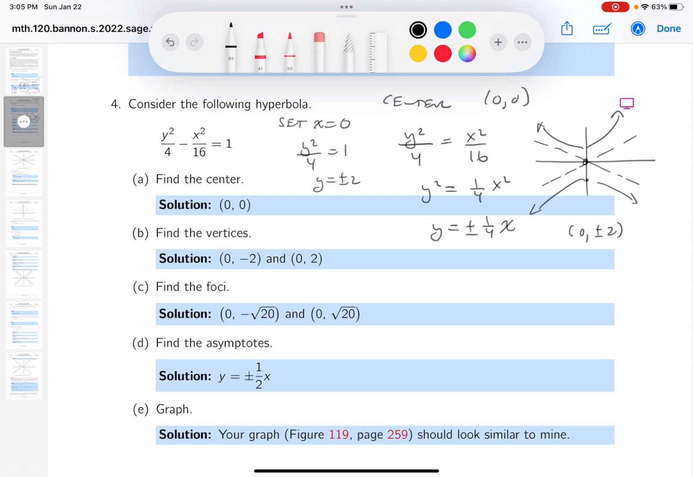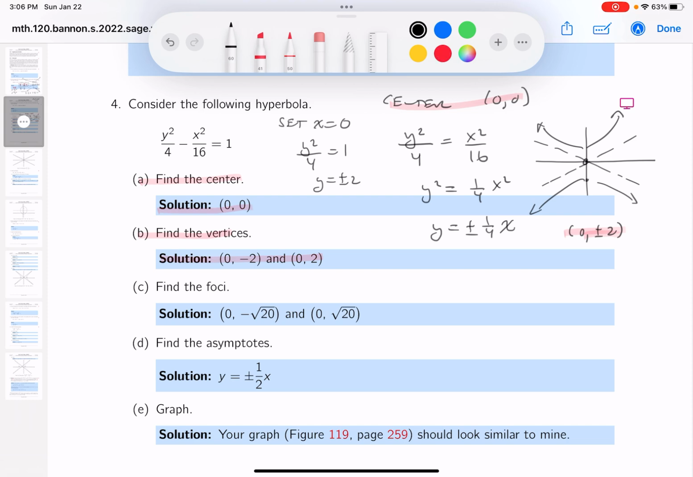All right, so I'm going to start writing things down. I'm going to answer each question. Center's easy. We did that initially. It was really easy to answer. We got that up there. The vertices, we just did that. It was 0 plus or minus 2. We just did that. We didn't do the foci yet.